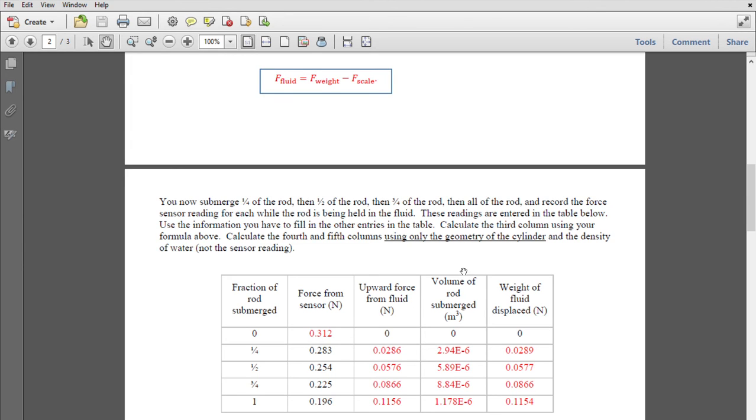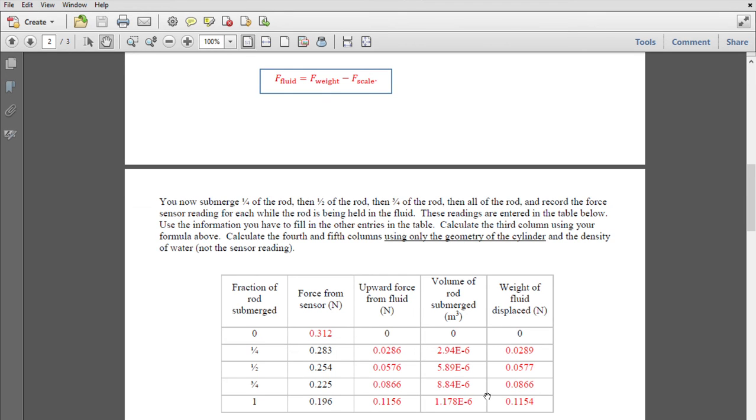And then we're told that we're supposed to calculate this column and this column by only using the geometry of the cylinder. So the idea is, what is the volume of the rod which is submerged? Well, if it's only a quarter submerged, it's just 1/4 of the total volume of the rod, a half of the total volume of the rod, and so on. And this is the total volume of the rod.